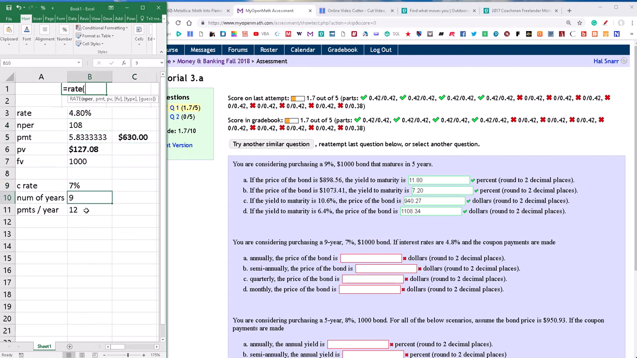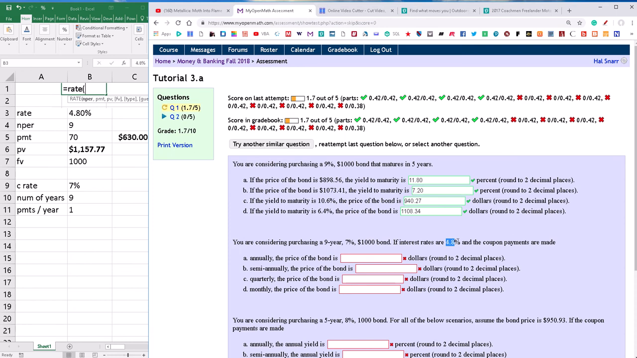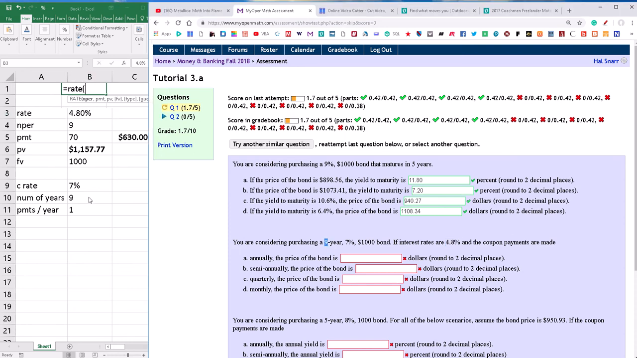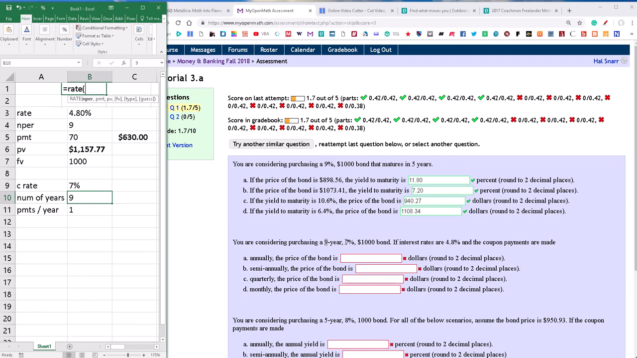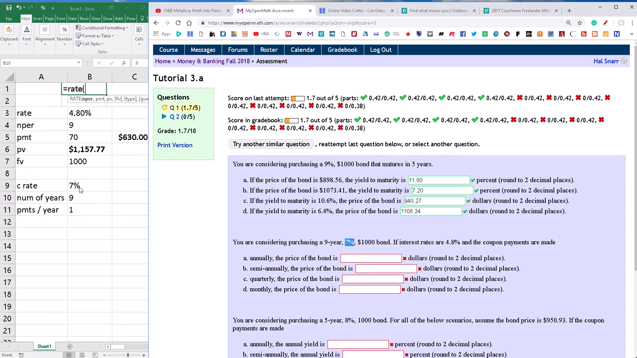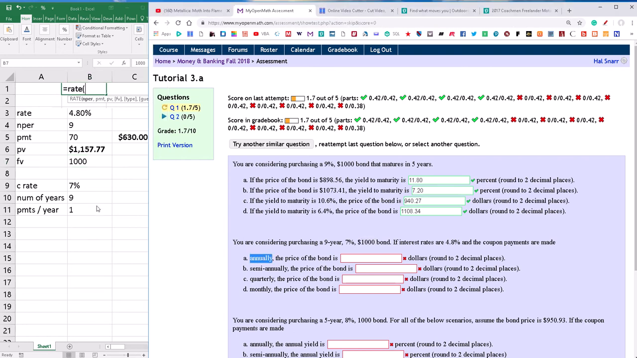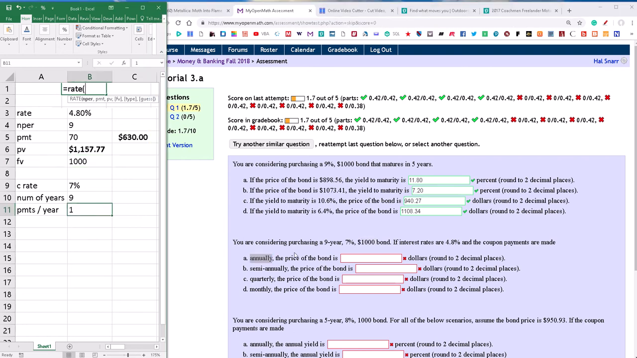So let's go ahead and reset this to 1. Okay, and just double check that we have everything. The interest rate is 4.8%, 9 years, 7% coupon, $1,000 bond. That's the face value. And annual, so payments per year is 1. Okay, so what is the price of the bond?